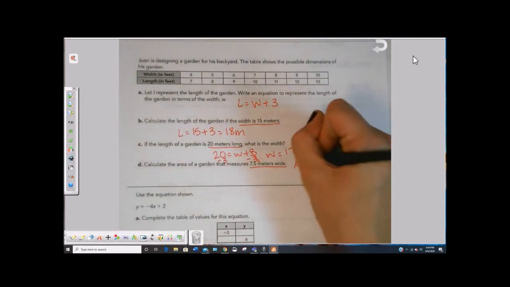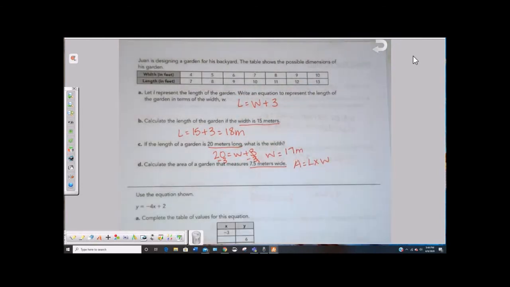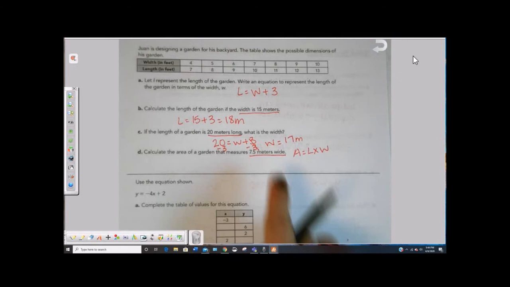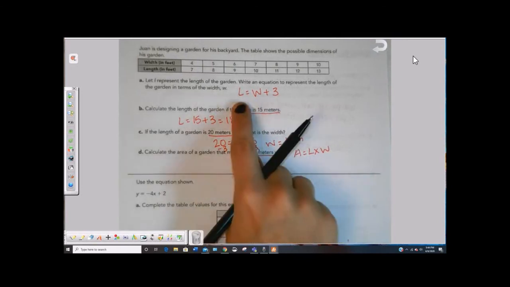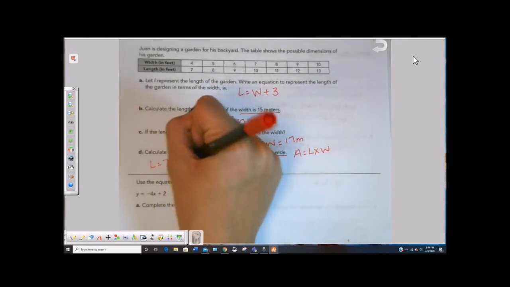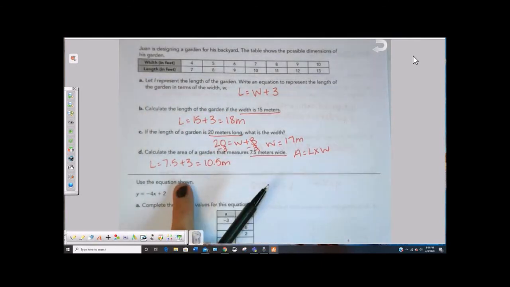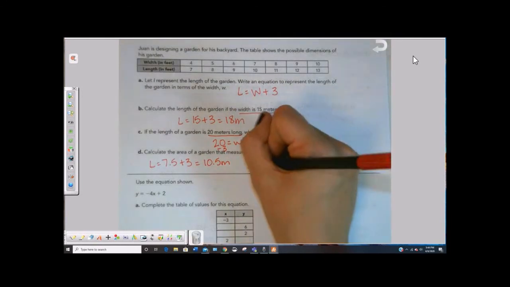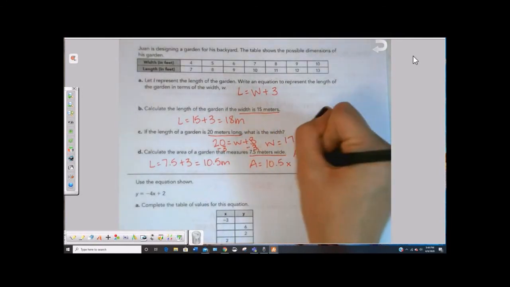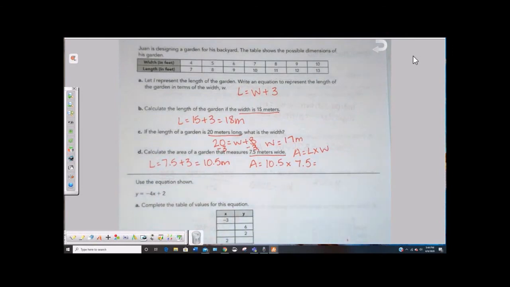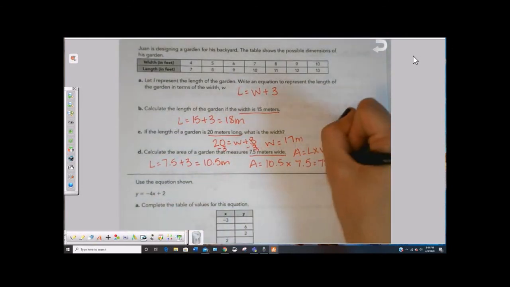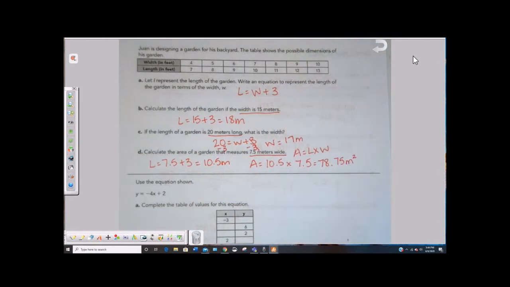So now it says calculate the area if it is 7.5 meters wide. So in order to find area, remember area for a rectangle is length times width. We have the width, but now we need the length. And we know length is width plus 3. So 7.5 plus 3 equals 10.5 meters. So now we have our length, so we can do length times width. And when you do 10.5 times 7.5, you get 78.75 meters squared.